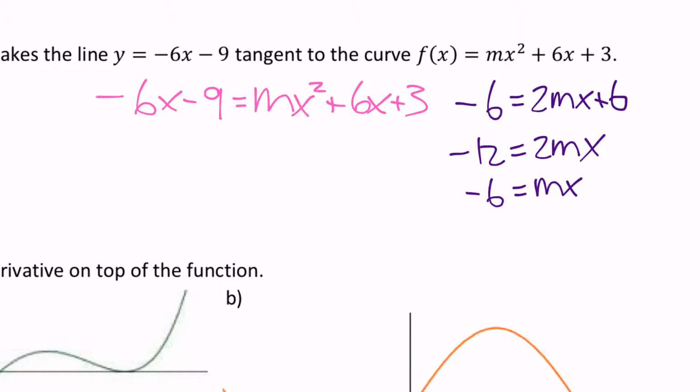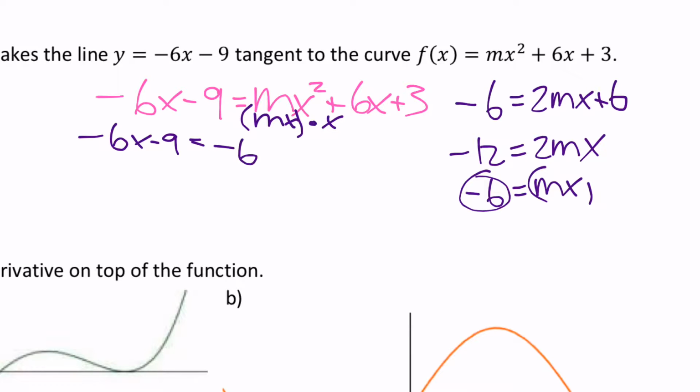So I see that negative 6 equals mx, and I want to substitute that in. And there are different ways you can go about doing this, but I think the cleverest way is to write, negative 6x minus 9 will stay the same, equals mx squared, which means mx times x. And we know mx is equivalent to negative 6. So I will replace that mx with a negative 6, which means mx squared becomes negative 6x. Plus 6x, which cancel now, and plus 3.